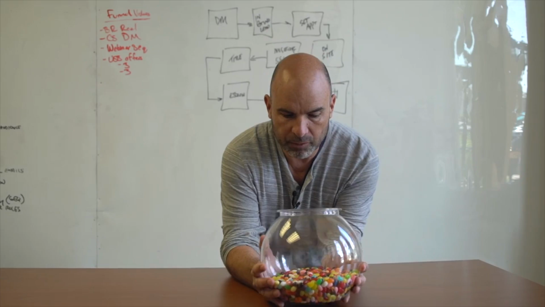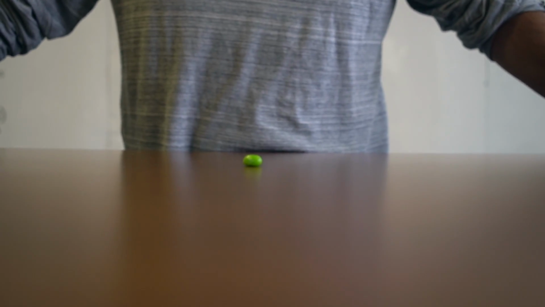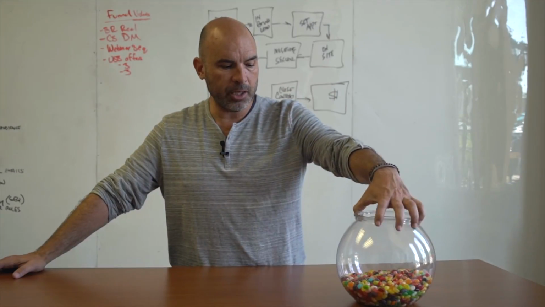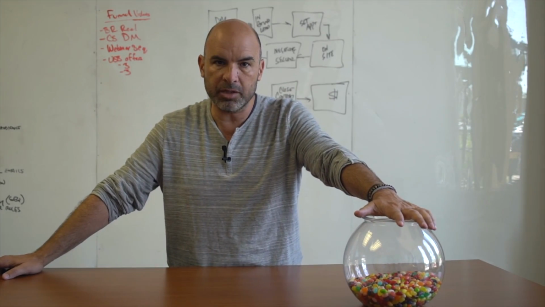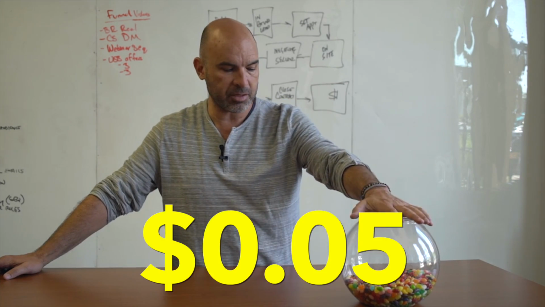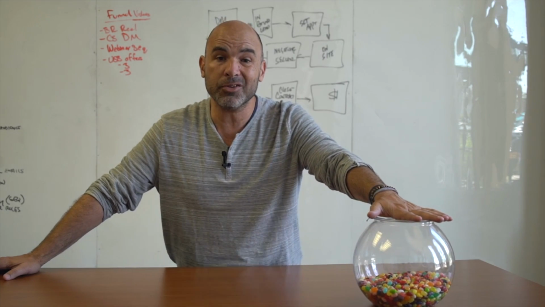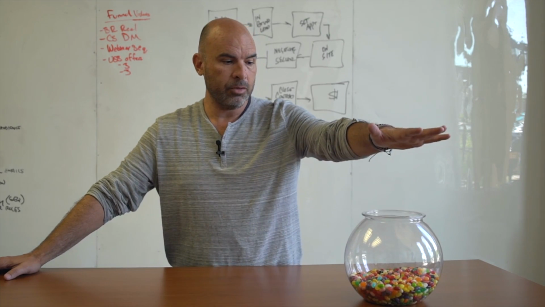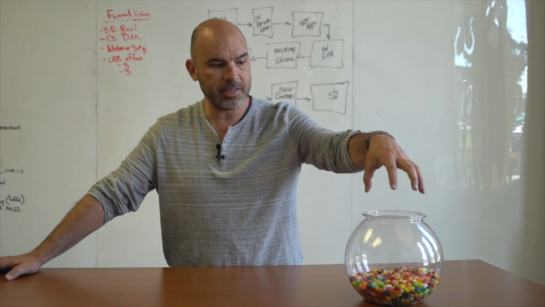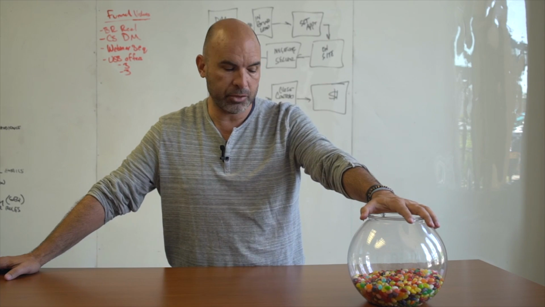So I have roughly 1,000 jelly beans here, right? In direct mail, this would represent 1,000 records that you just purchased. Approximately each one of these jelly beans costs you, from a data perspective, between 4 and 8 cents. For the sake of this argument, let's just call it 5 cents. So at 1,000, this cost you $5. Now you're going to mail them, which is another 60 cents. So 65 cents each, $650 to get these 1,000 pieces out the door and creating opportunity for you.